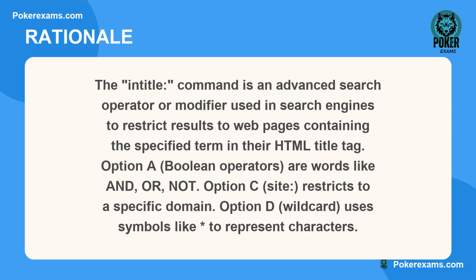Option A, Boolean operators, are words like "and" or "not." Option C, "site," restricts to a specific domain. Option D, wildcard, uses symbols like asterisk to represent characters.